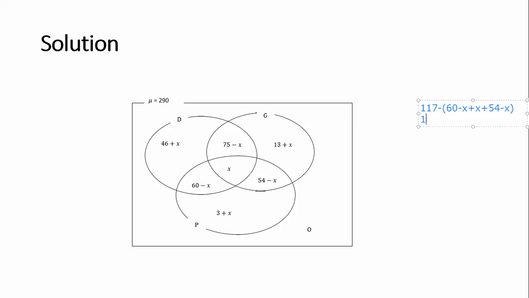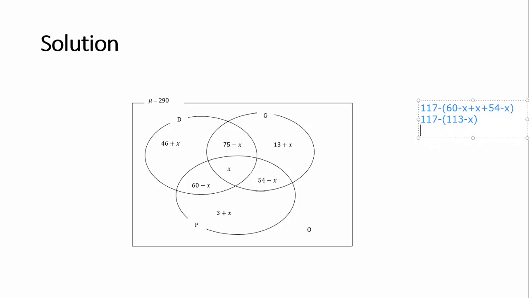Adding that, we have 117 minus 60 plus 15, which will give us 113 minus x. I'm doing that as subtraction. 117 minus 113 plus x, and that will give us 3 plus x. And that's why you have 3 plus x for people that read the Punch alone.